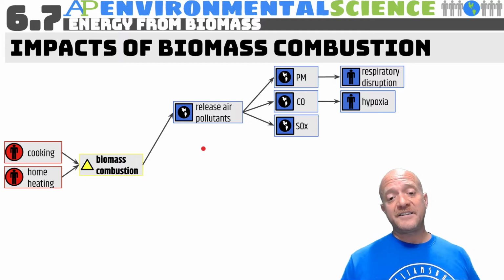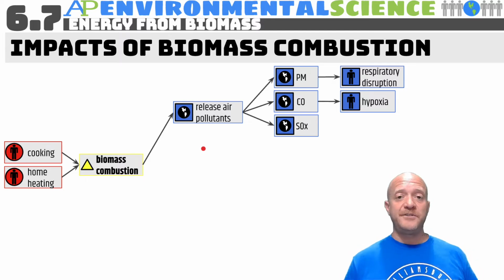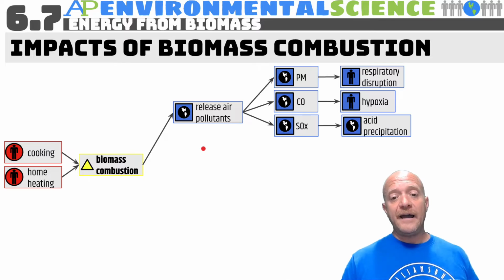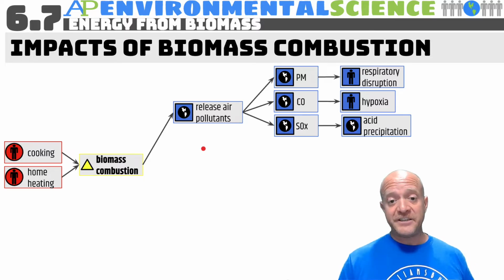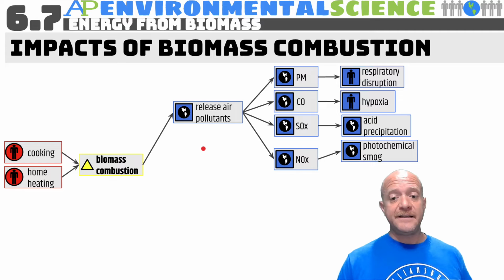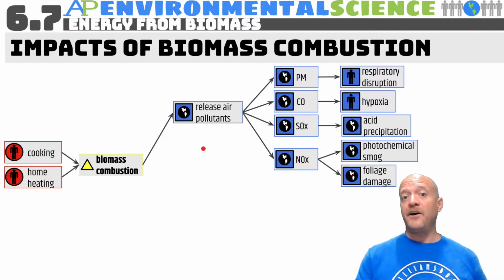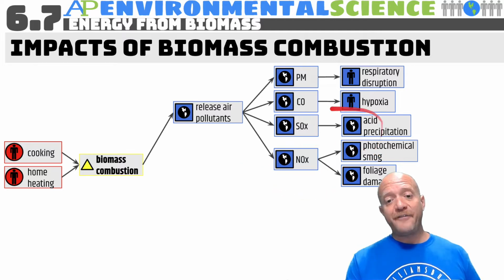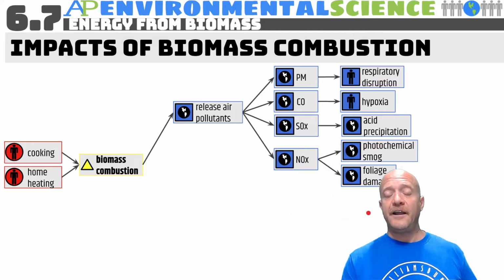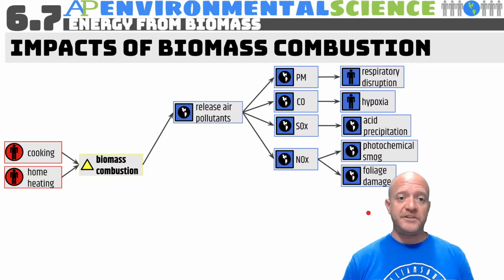The sulfur oxides, and this could be SO, SO2, SO3, are a contributor to acid precipitation. Nitrogen oxides can contribute to photochemical smog and can also damage leaves on plants. Now, we will definitely be talking about all of these air pollutants in our next unit, which is on air pollution.